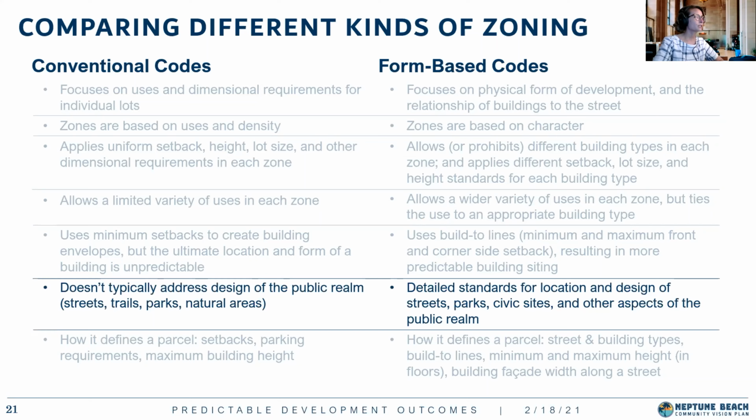Conventional codes don't typically address design of the public realm. That means the streets, trails, parks, and natural areas, whereas form-based codes incorporate detailed standards for the design of streets and public spaces.